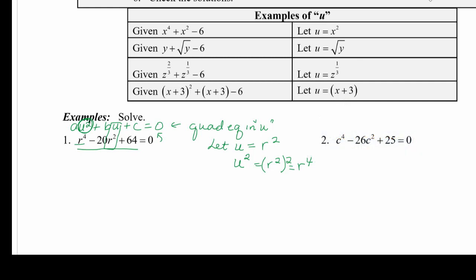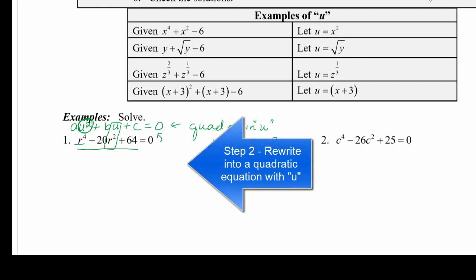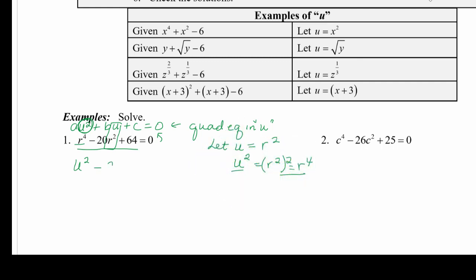And then I'm going to rewrite this trinomial, but in u. So r to the 4th becomes u squared, right? Because we just talked about that. u squared is r to the 4th. Minus 20, and then remember u is representing r squared, and then plus 64 equals 0. So now I have a quadratic equation in standard form, but it's in my variable u instead of my original variable r. So I'm going to solve for u here.